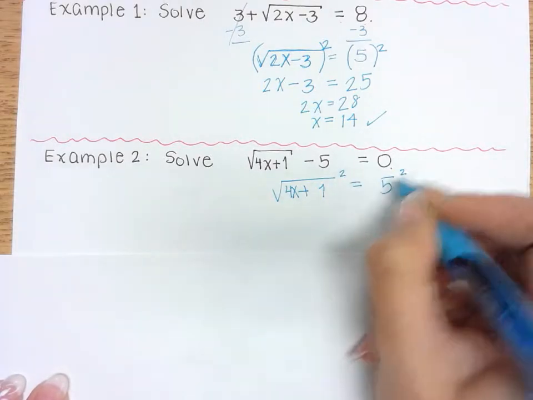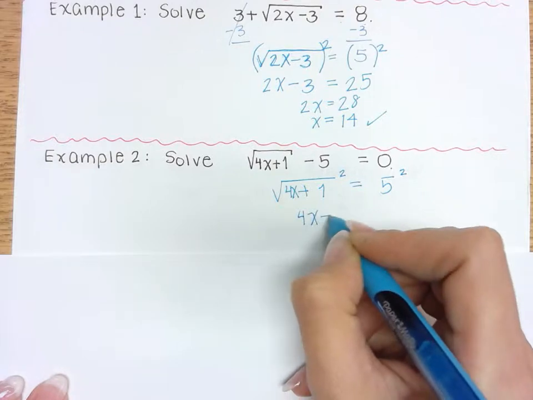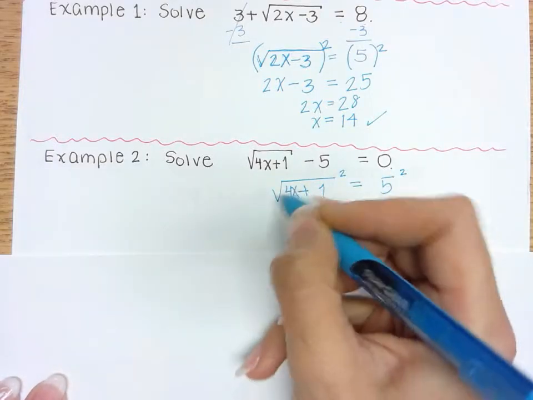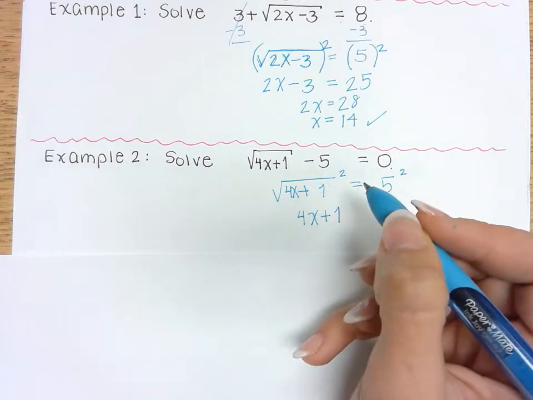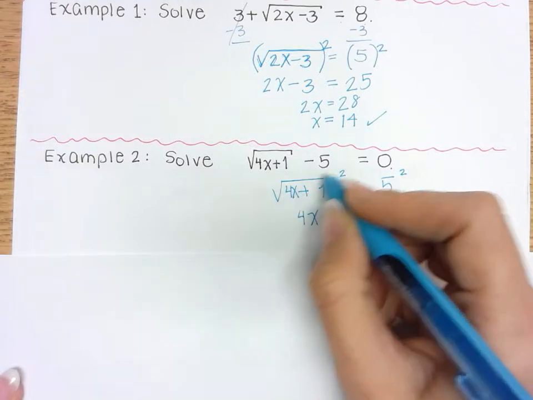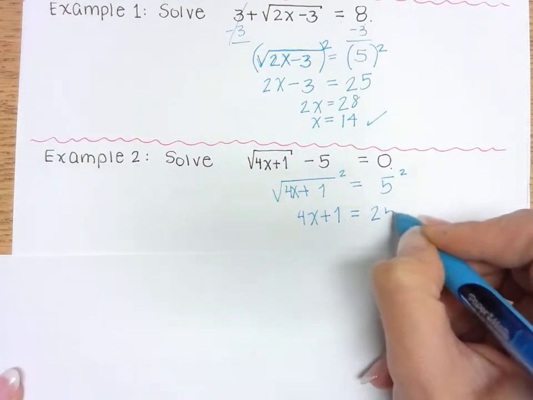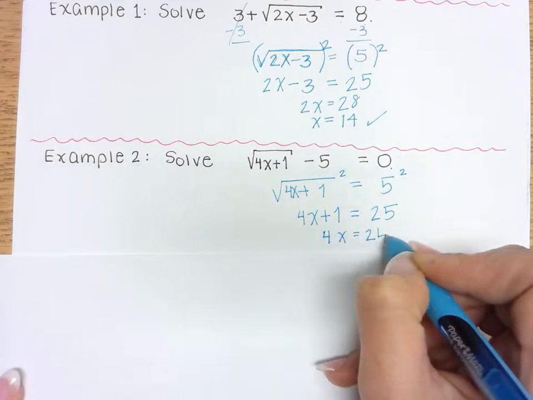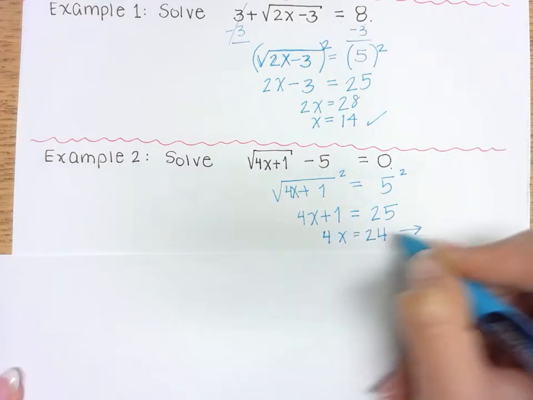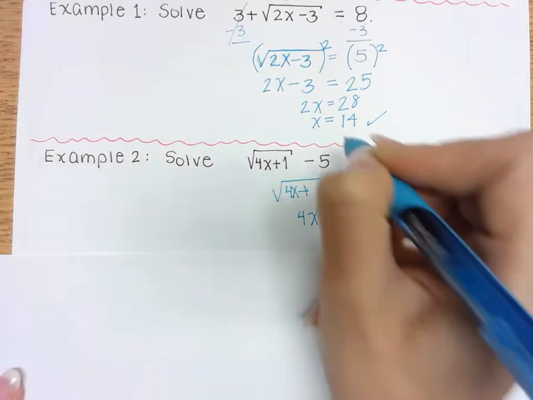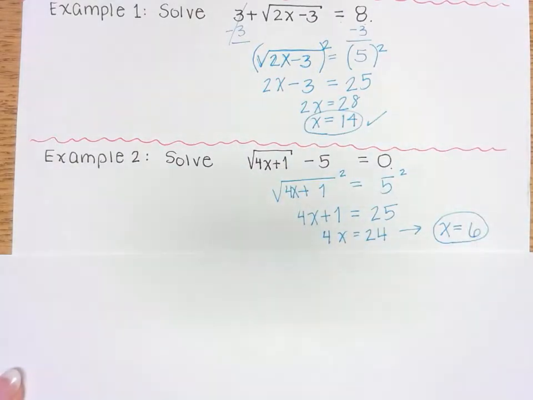Square both sides, and we get 4x plus 1, just the radicand. Now remember, we're squaring because it's a square root. If it were a cube root, we would cube both sides. If it were a fifth root, we would raise both sides to the 5th power. So you need to do the inverse operation, all right? That's 25. Subtract 1, 4x is 24, and divide by 4, x equals 6. You could check it. I promise you it works. We're good to go. That's all.